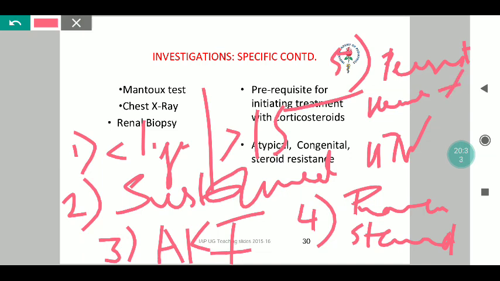I am repeating the 5 points again. Age at presentation less than 1 year or more than 15 years, sustained hypertension, acute kidney injury, proven steroid resistance, or persistent hematuria.